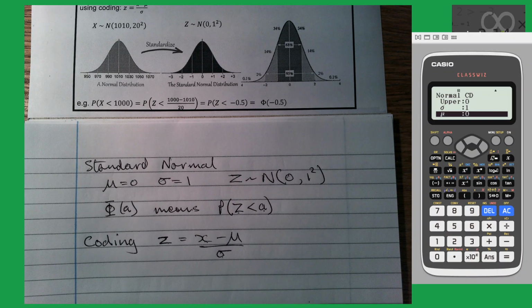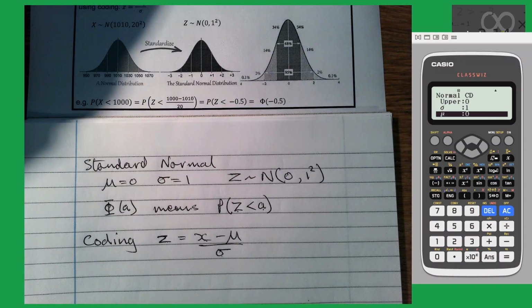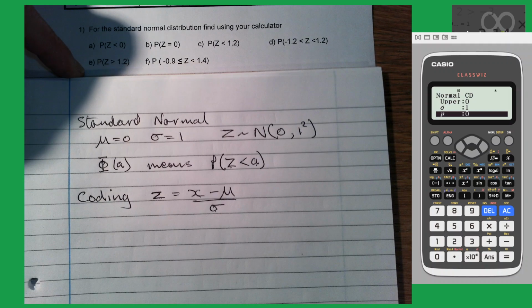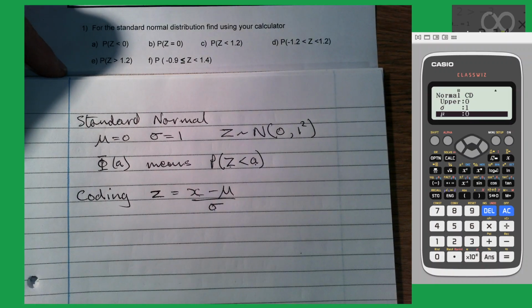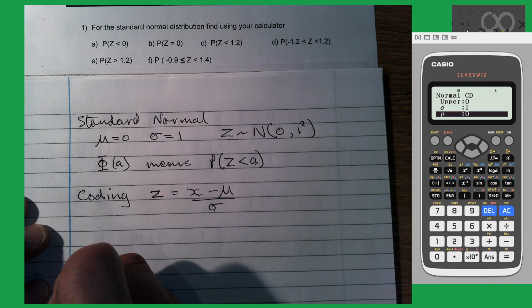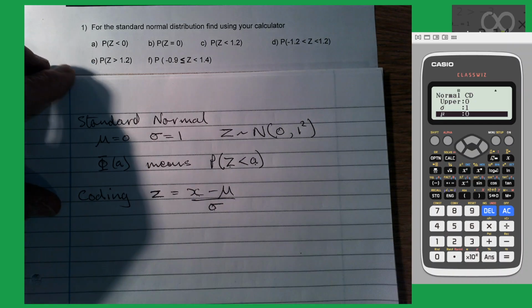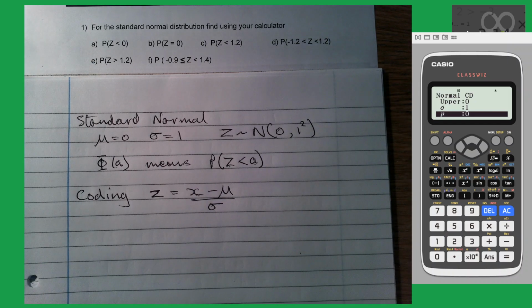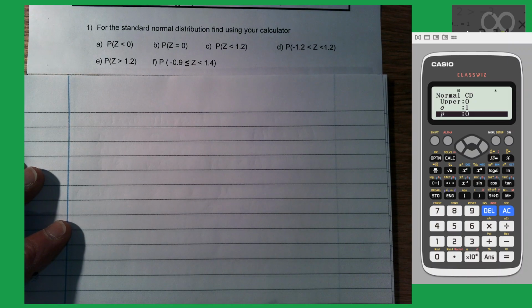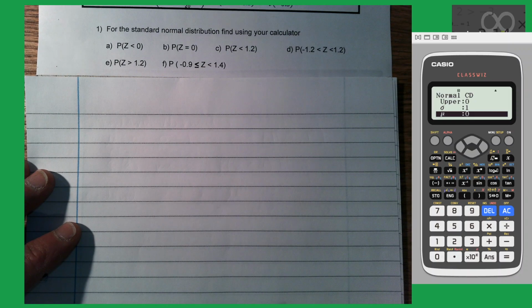So let's go and have a look at how we use this. Let's do some questions. Question 1, for the standardized normal distribution, find using your calculator. Well, some of these we don't need the calculator. We can just do this using what we know about any normal distribution, not just the standardized normal distribution.